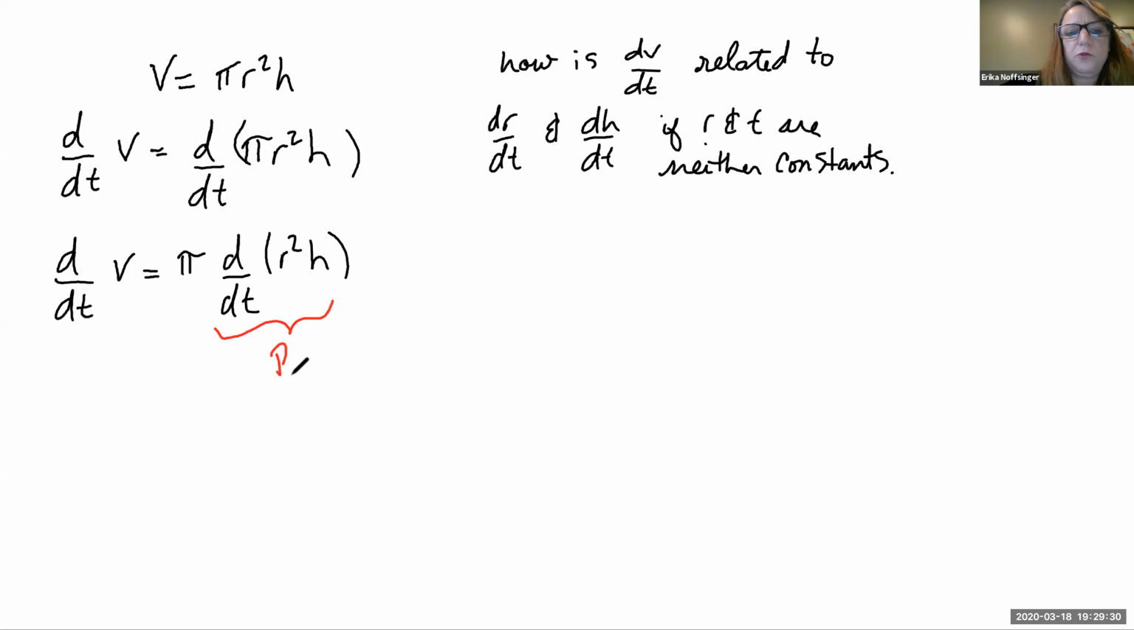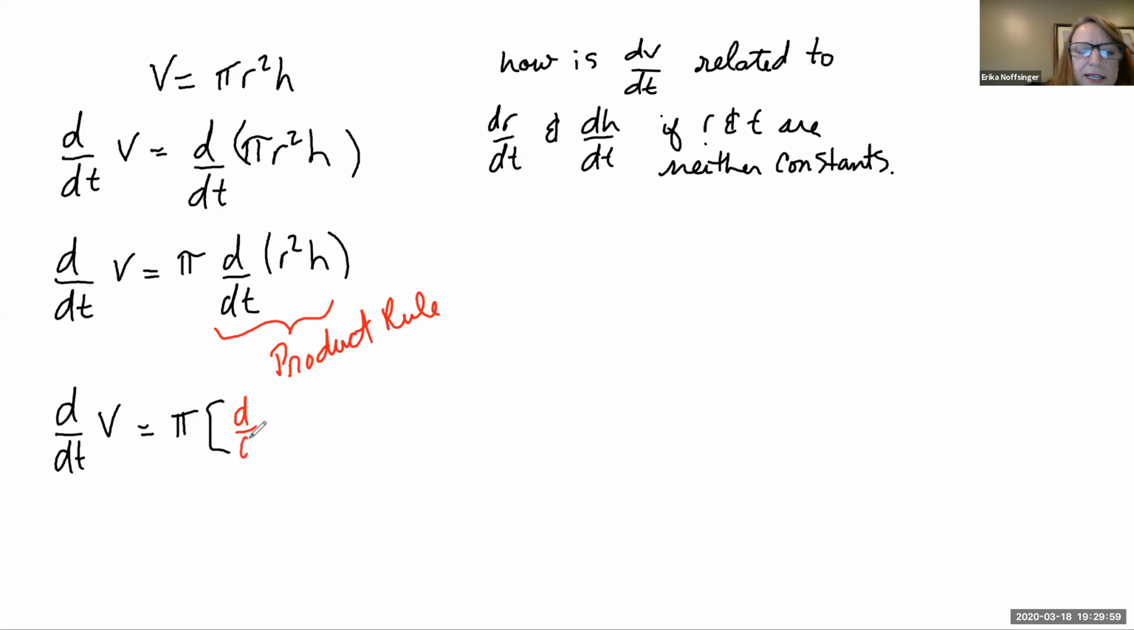So we need the product rule. So we have, I'm not going to take it yet, dV/dt, the derivative with respect to t of V is equal to pi times, so product rule, we need to take the derivative of the first, so d/dt of r squared, times the second, plus the first, which is r squared, times the derivative of the second.